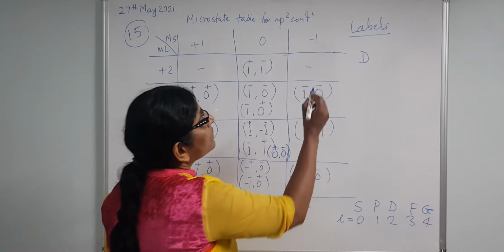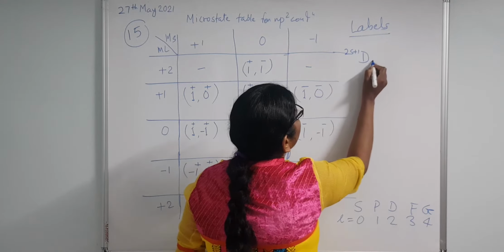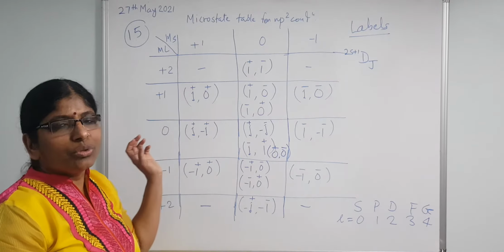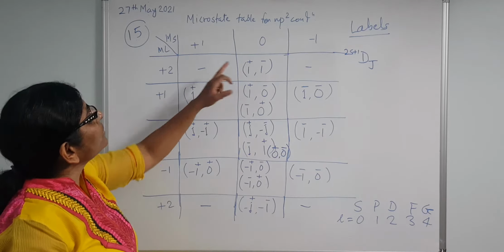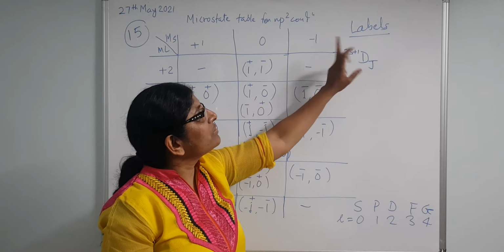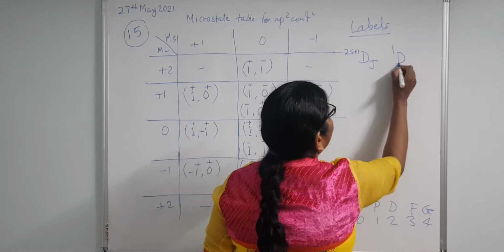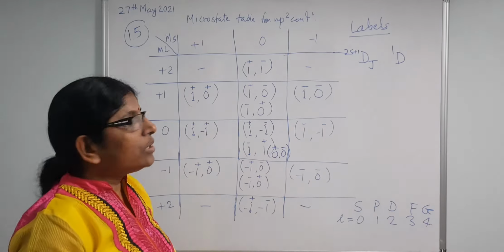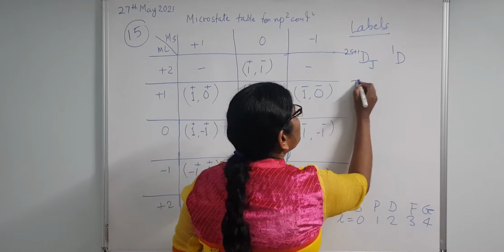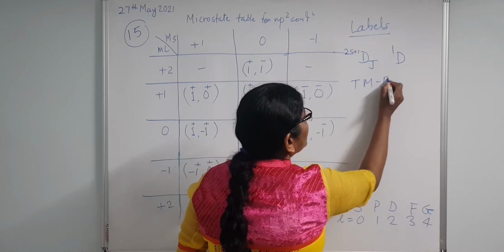Now how to write the RS term? All of you know, 2S plus 1, and J we will not write right now, because we will just write spin multiplicity and symbol. S is 0, so if we substitute, 2 into 0 plus 1, it will come 1, and the symbol will be 1D. That first RS term in the table will be 1D. Now we have to see the total multiplicity of this RS term.